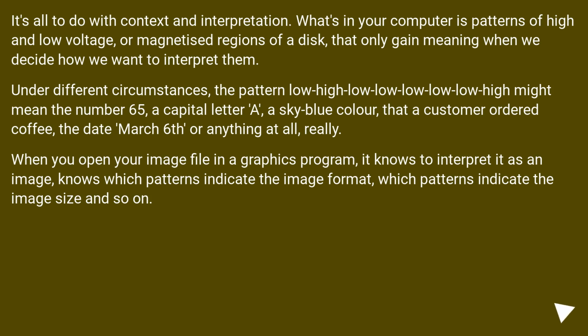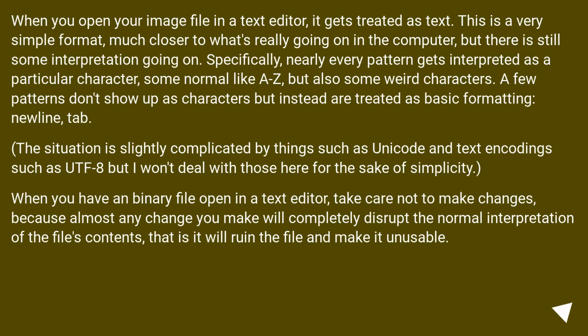When you open your image file in a graphics program, it knows to interpret it as an image, knows which patterns indicate the image format, which patterns indicate the image size, and so on. When you open your image file in a text editor, it gets treated as text. This is a very simple format, much closer to what's really going on in the computer, but there is still some interpretation going on. Specifically, nearly every pattern gets interpreted as a particular character, some normal like A to Z, but also some weird characters. A few patterns don't show up as characters, but instead are treated as basic formatting, new line, tab.